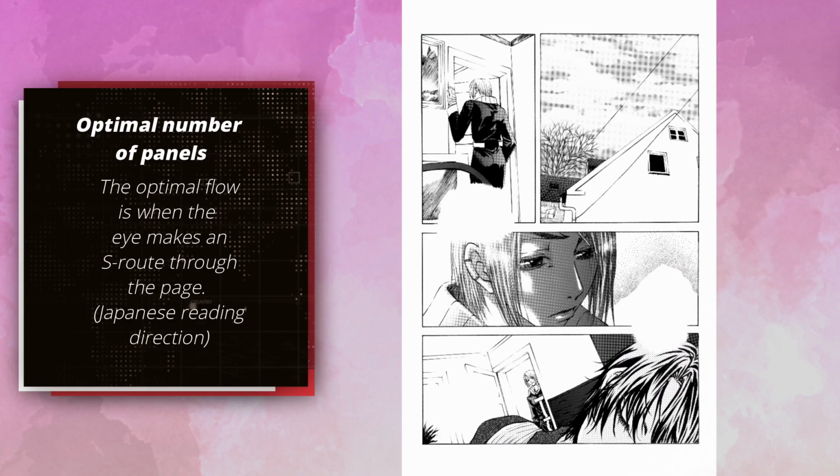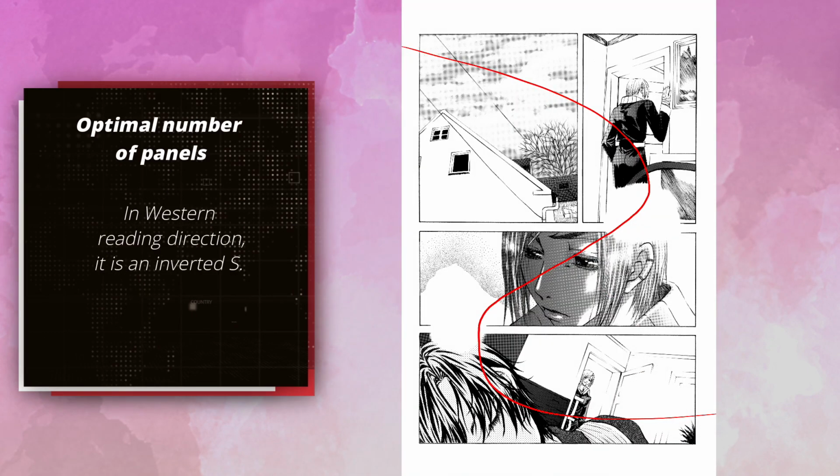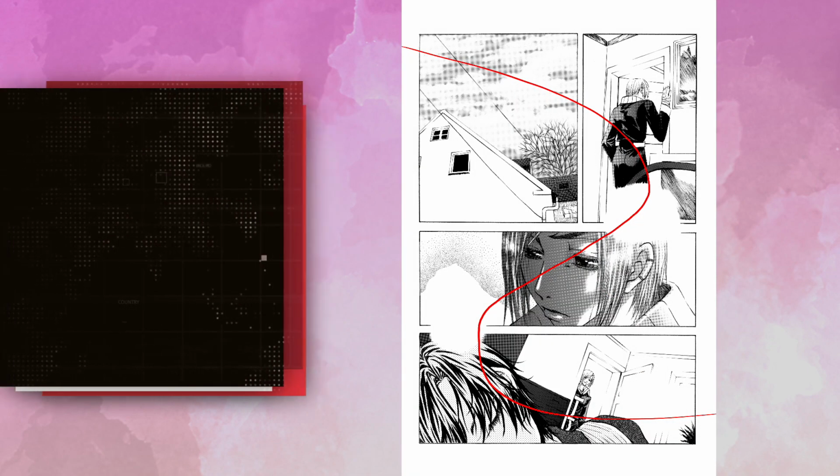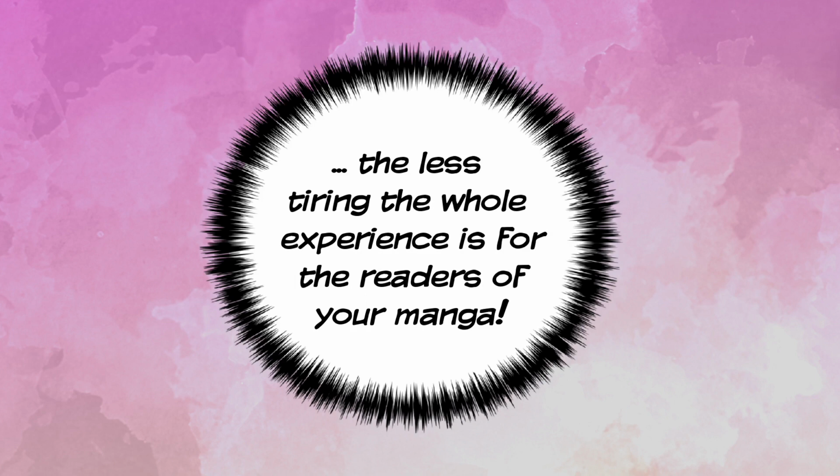The optimal flow is when the eye makes an S route through the page, provided it is the Japanese reading direction. When it is the Western reading direction, it is an inverted S. So keep in mind, the less you chase your reader through the page, the less tiring the whole experience is for the reader of your manga.